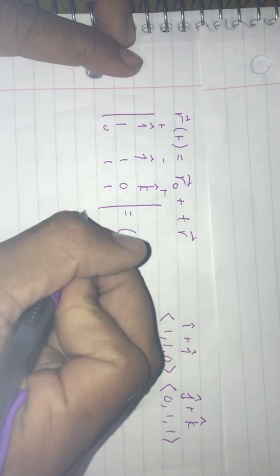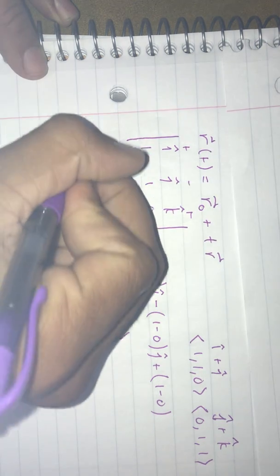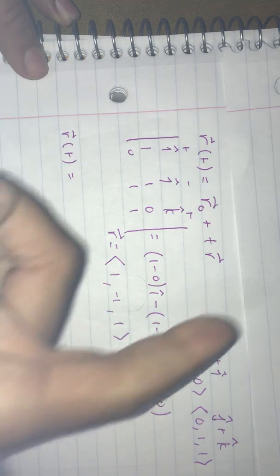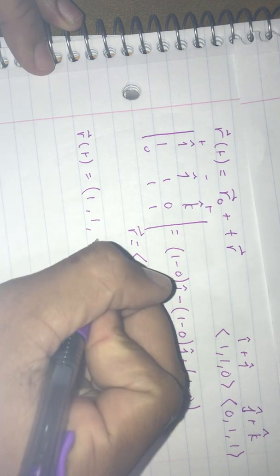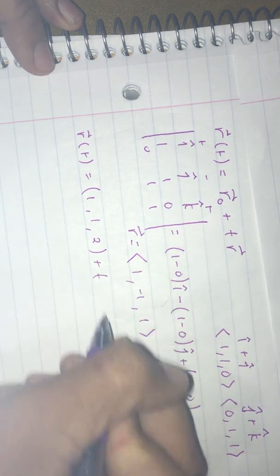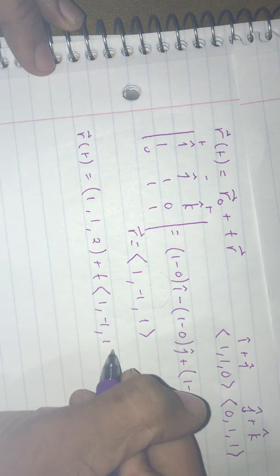So this is what r is going to be. So now we're just going to plug that into our formula that we have written up here. So r(t) equals r naught, our point, which was (1, 1, 2), plus t times the vector (1, negative 1, 1).